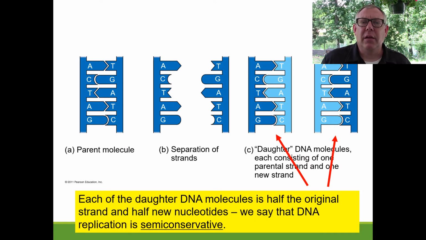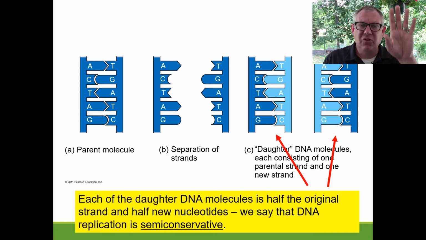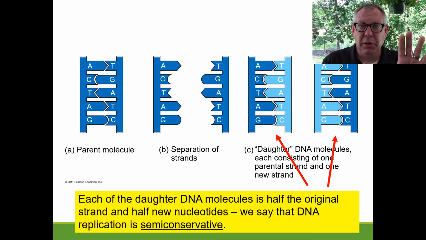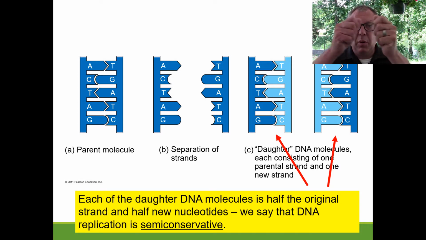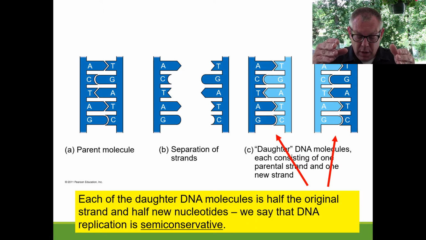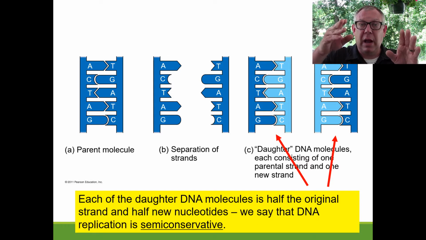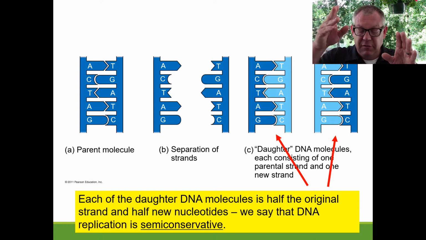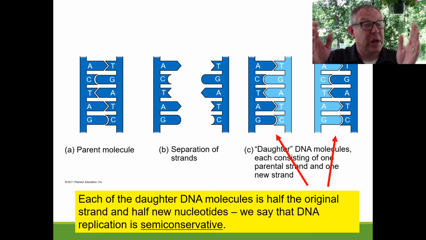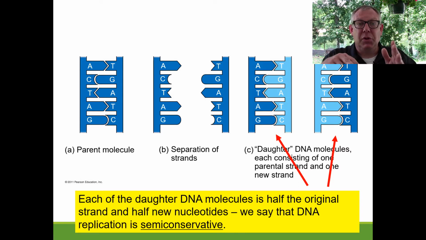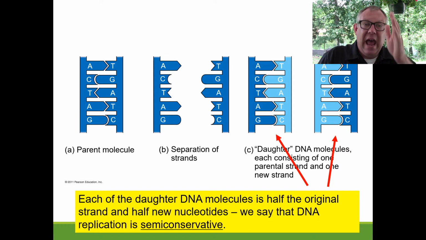Now look at the coloring, what they're trying to emphasize in this figure. We started off, and the original nucleotides and the original strand are this dark blue. And so then in section B here, we've separated them, but it's still dark blue. But then the new strands that we built are this kind of light blue. Those are new nucleotides. So the dark blue is old nucleotides, original nucleotides. The light blue are new nucleotides. And so in each of those new strands, it's half the original strand and half new nucleotides. And so we call that semi-conservative.